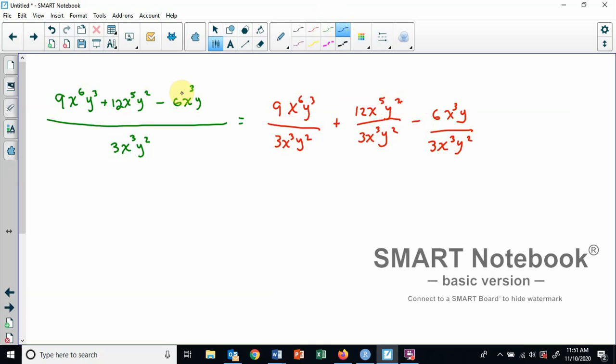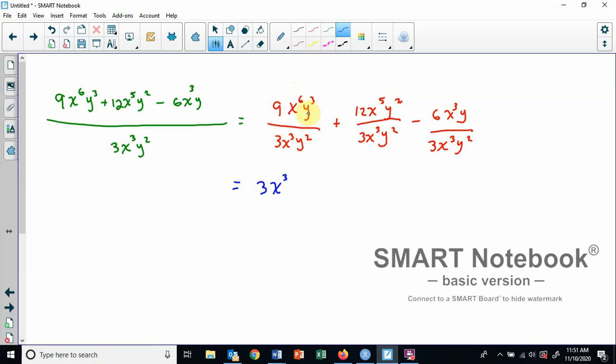Okay, so each term up top is being divided by the term on the bottom. A lot of people like this division more than they do multiplication or adding or subtraction. It's not that hard. So let's do this. 9 divided by 3 is 3. And then I need to combine the like bases. X to the 6th over x to the 3rd means I need to take 6 minus 3, so this will be x to the 3rd.